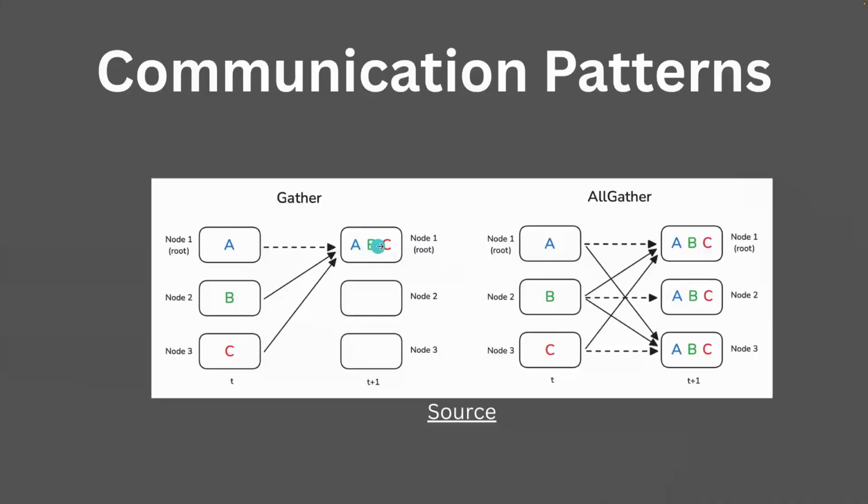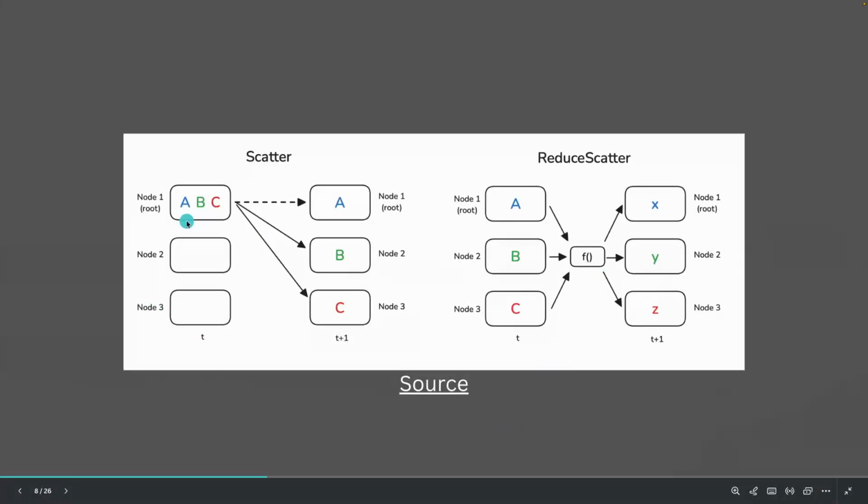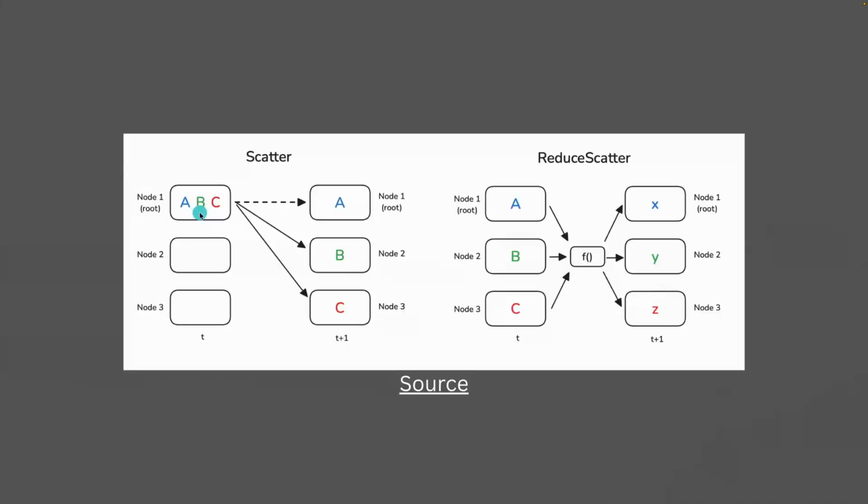An extension of gather is called all gather, where you have data sharded across all devices, and instead of specifying the destination to be one node, the destination is all the devices in your mesh. So all this data is collected across all the devices in the mesh. Similarly, the third pattern is scatter. In scatter, you have data in one device, and you send the data across to all the devices. So A goes here, B goes here, C goes here.